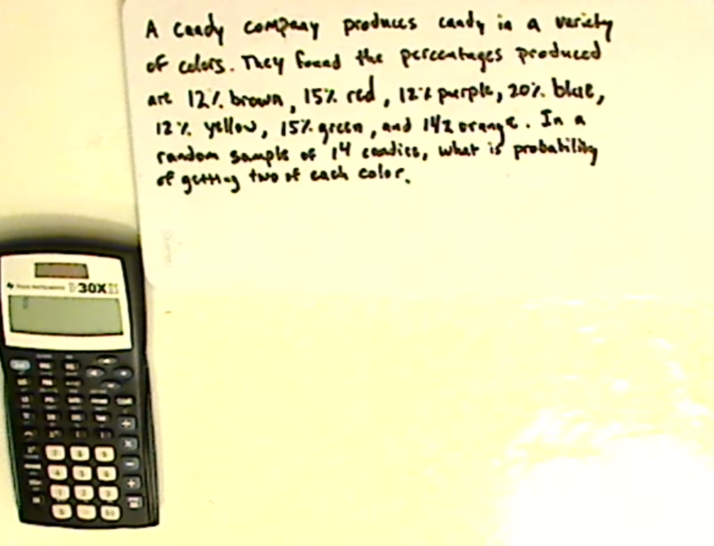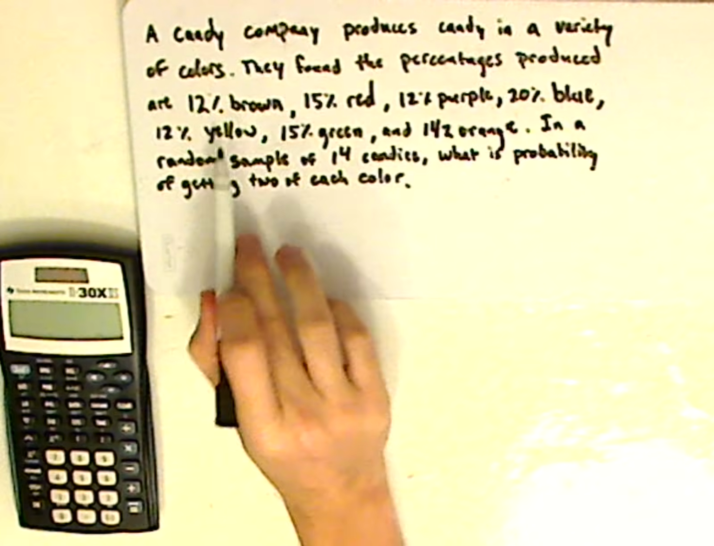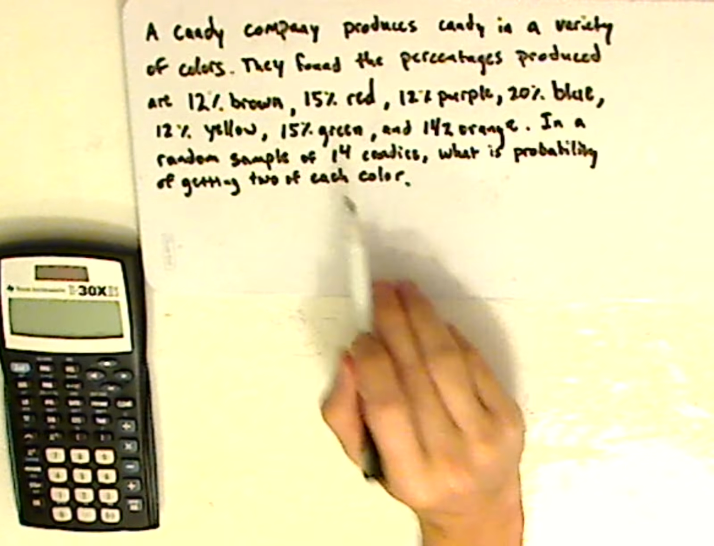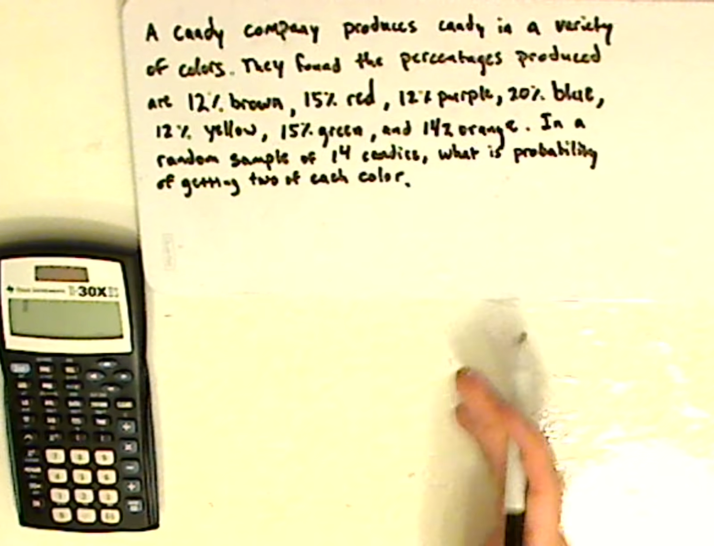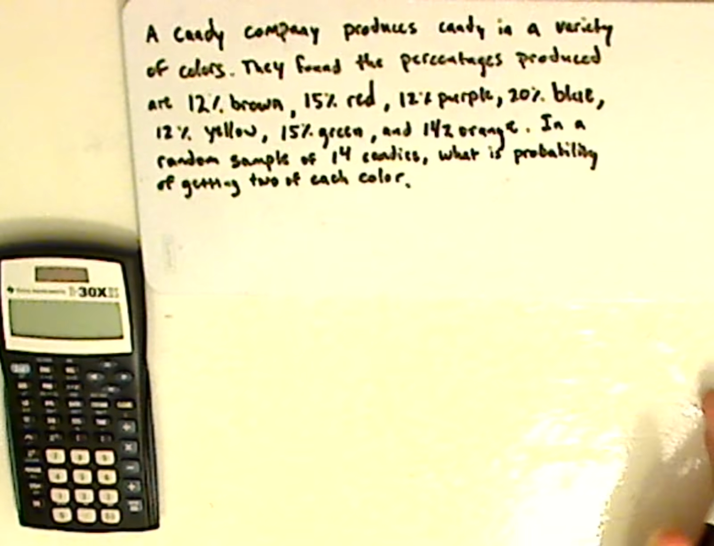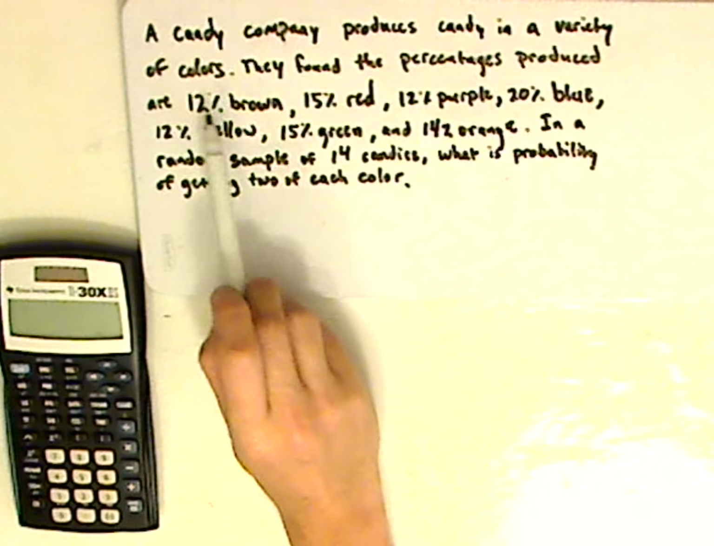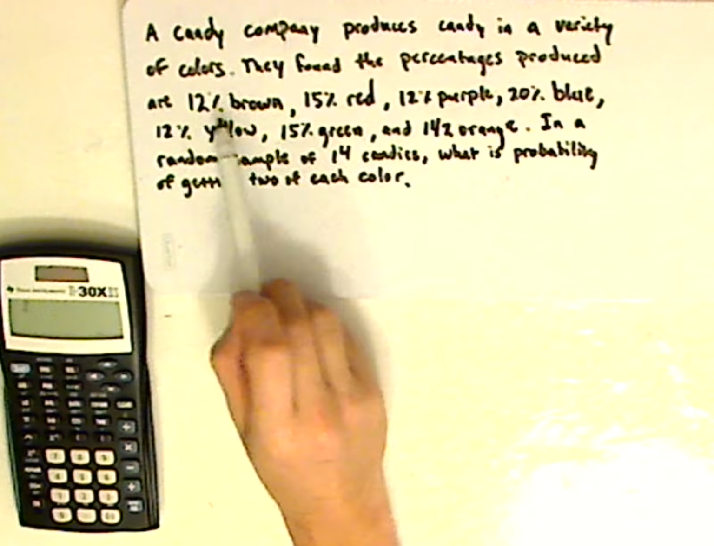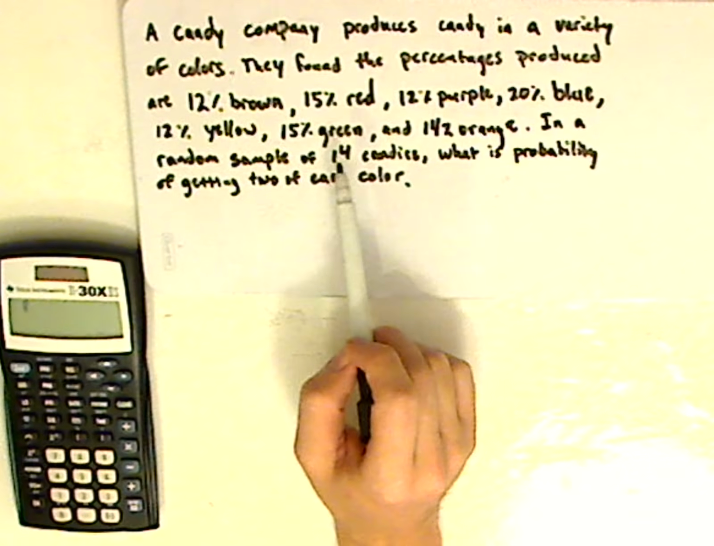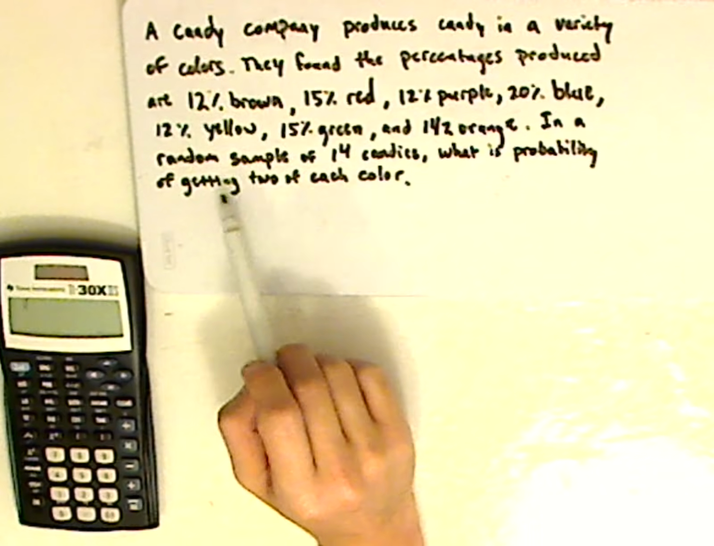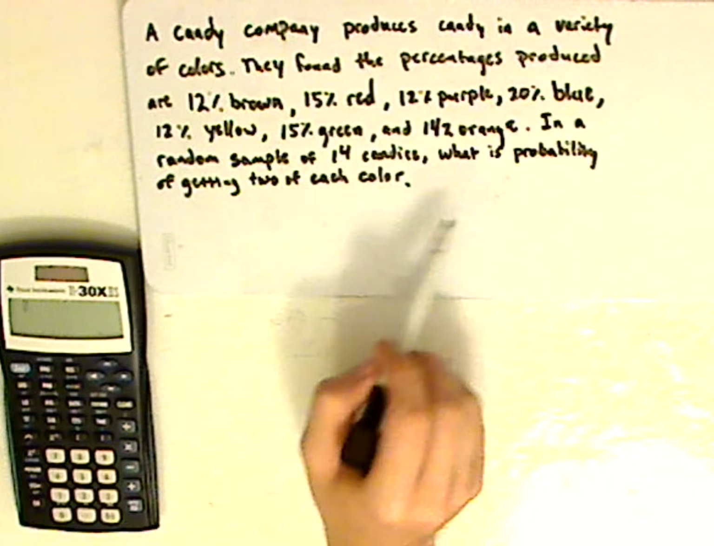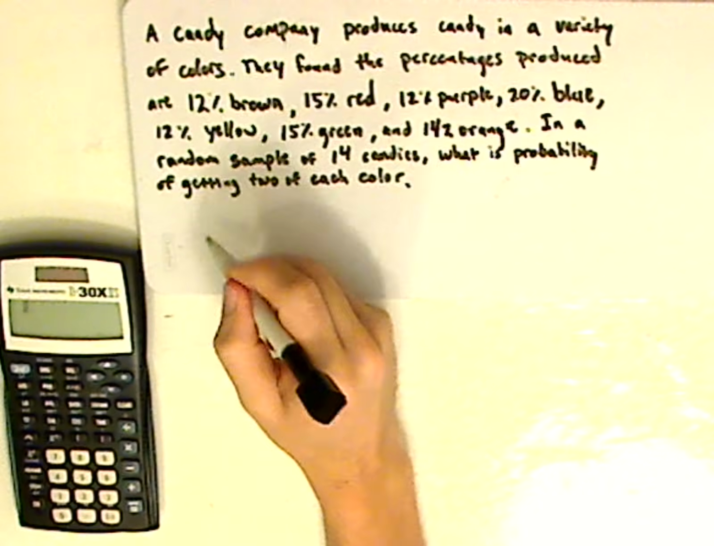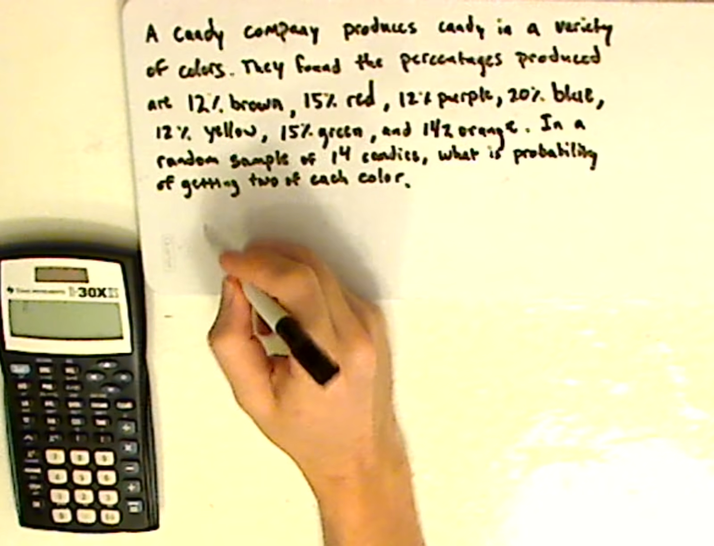Alright, notice a couple things. First off, you have different probabilities, right? It's not a binomial distribution because you don't have this or this. You have this, this, or this. On top of that, all of these percentages should add up to 100%, which they do because I checked earlier. So you have to find the probability.